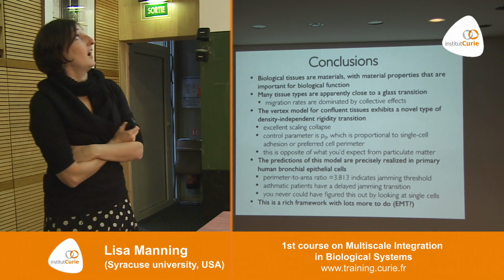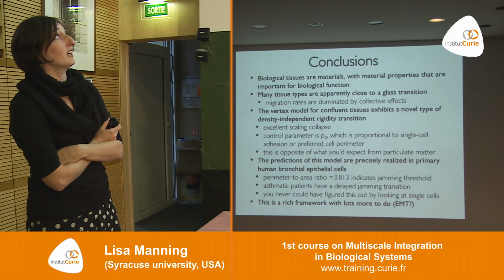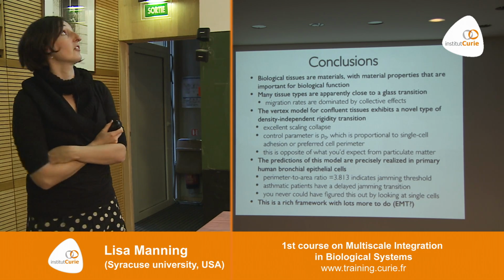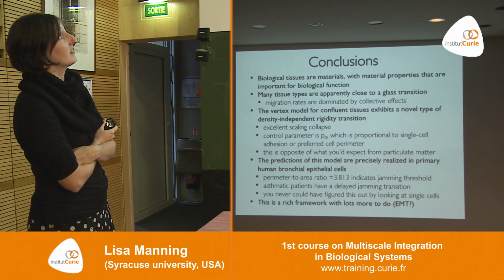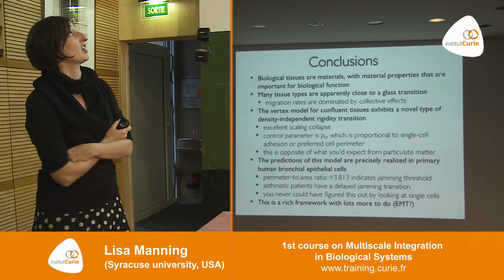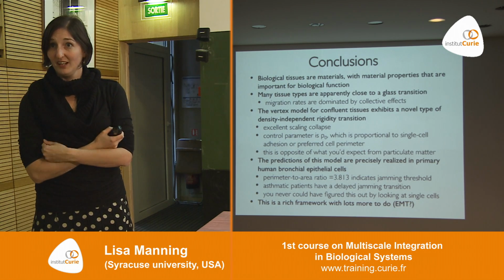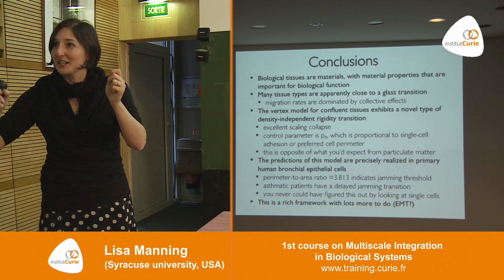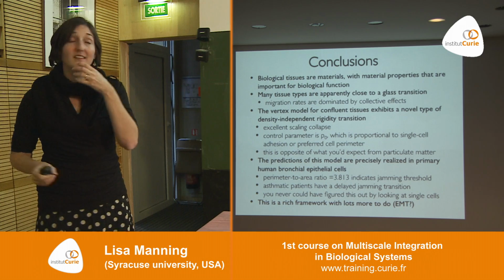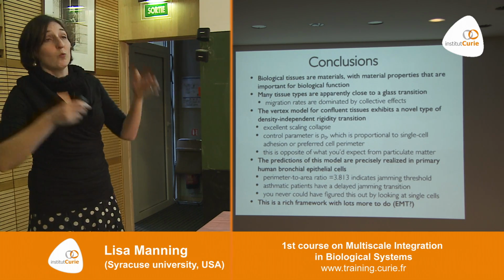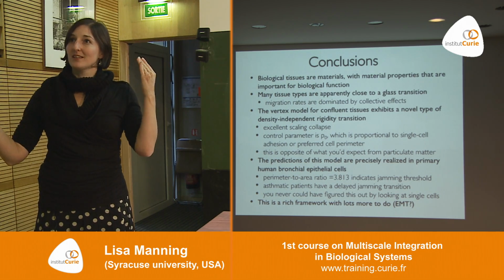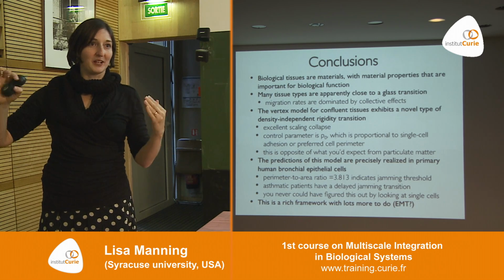So I don't know, it's an idea. So to conclude, I think that it's useful to think about biological tissues as materials with material properties that are important for biological function. Many tissue types are apparently close to a glass transition, and we get that from looking at these sort of cage-breaking behaviors and dynamical heterogeneities. Okay? And so the question is why? If they're confluent tissues, how do they undergo this transition from liquid to solid?